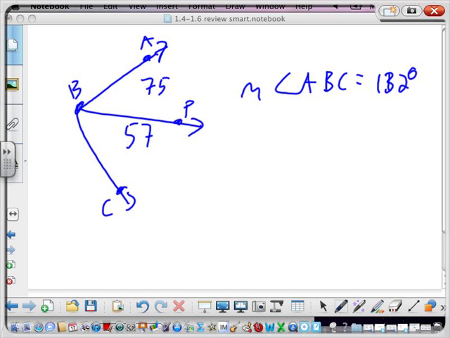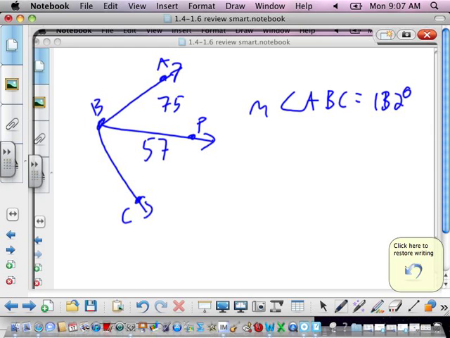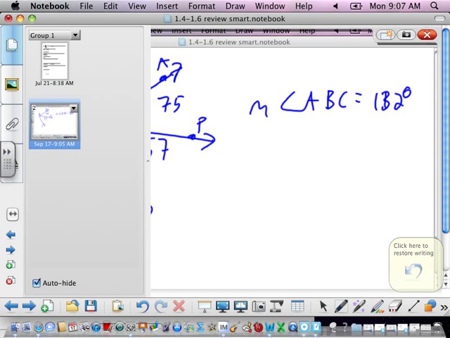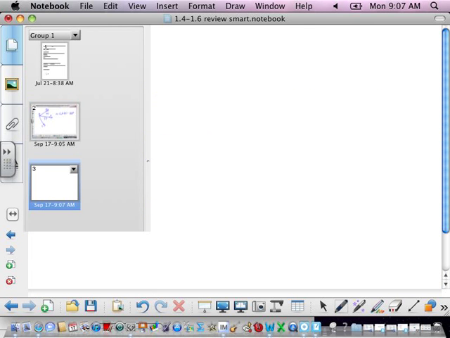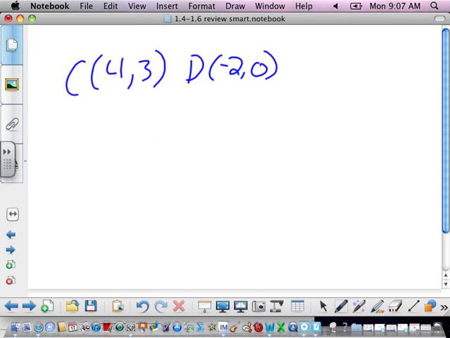Okay, let's look at 4. I'm just going to do 4A. And then I'm going to let you guys do B. Okay, 4A, we've got C is from 4 to 3, and D is from -2 to 0. And we're going to use the midpoint formula.